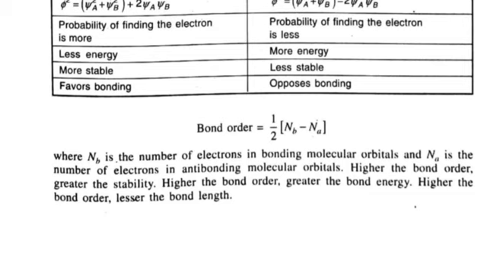If I talk about the bond order, greater the bond order, greater is the bond energy and lesser the bond length. Bond order is inversely proportional to bond length, or bond length is inversely proportional to bond order. Less bond length, more bond order; more bond length, less bond order.